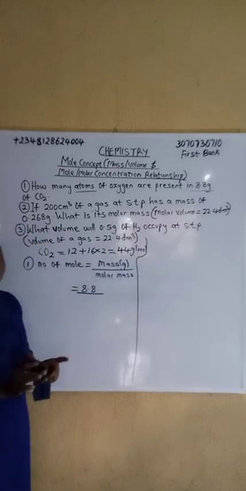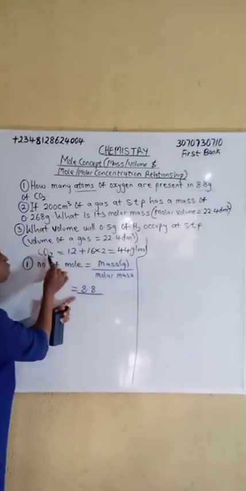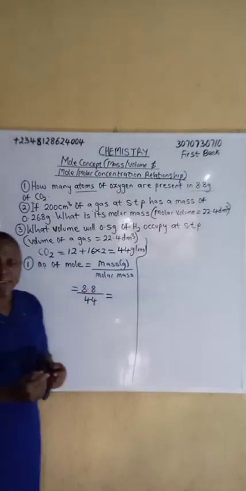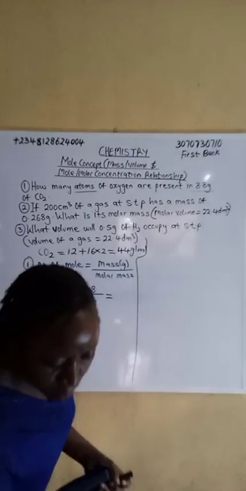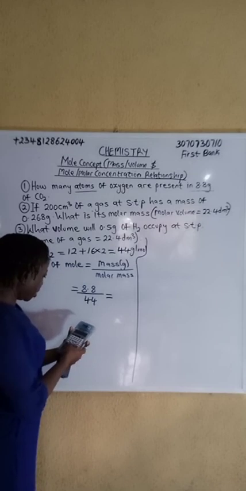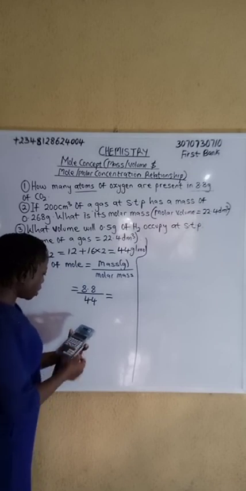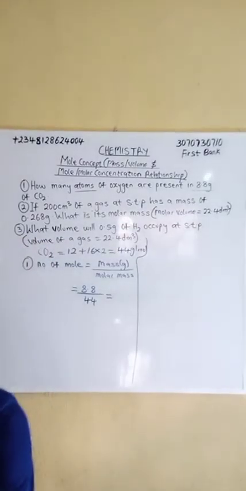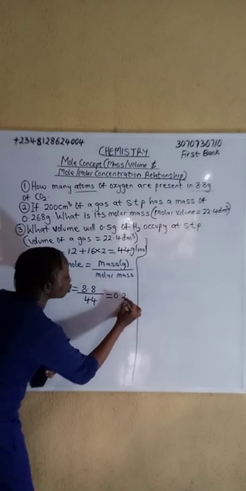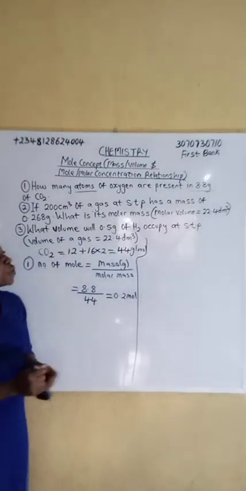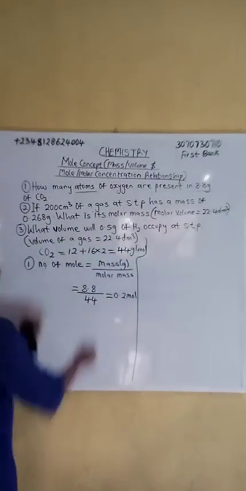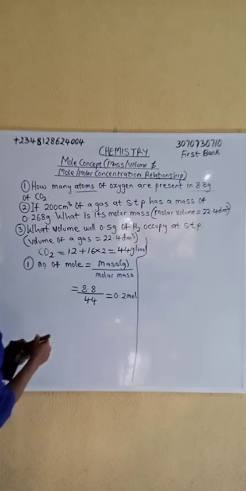Because our molar mass is always in gram per mole. So the molar mass of carbon 4 oxide is equal to 44. The number of mole is 8.8 divided by 44. That is 0.2. So the number of mole of carbon 4 oxide is equal to 0.2 mole. So we have gotten the number of mole of carbon 4 oxide. Now let's go back to the question.